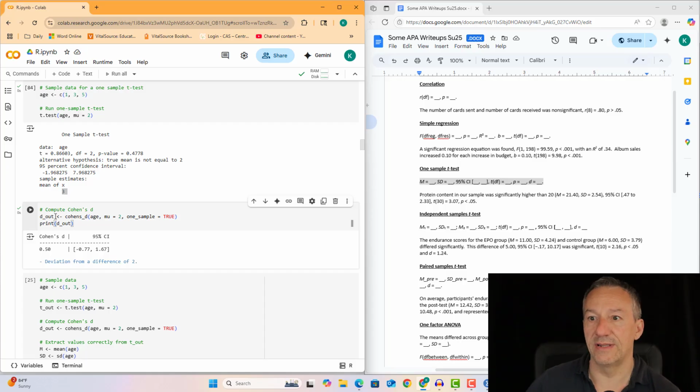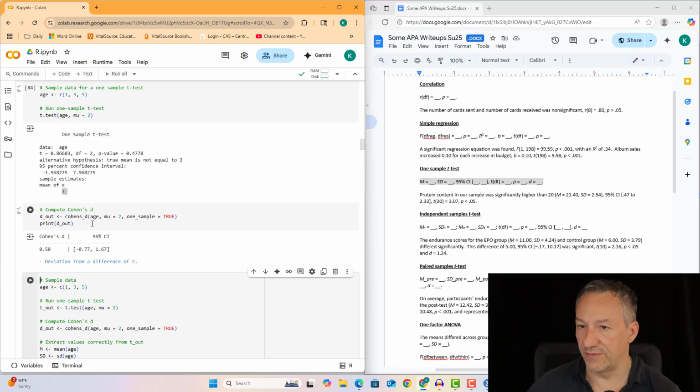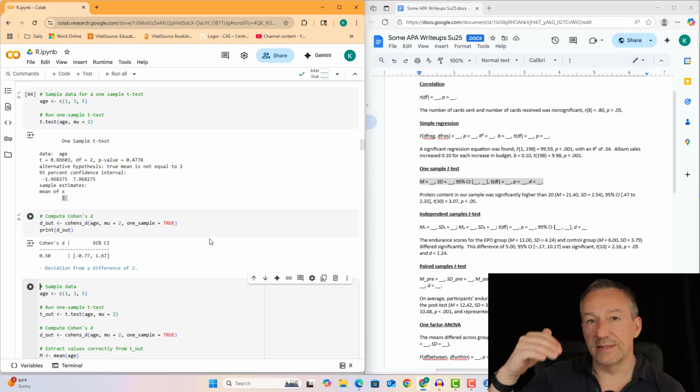And so d_out, that is what we are creating, where we're doing Cohen's d for the age, the hypothesized mean of 2, one sample, true, and then print that variable that we just created, d_out. Shift enter, 0.50, which is exactly what it was in SPSS. And that's like the piecemeal, how you go through each step of it.